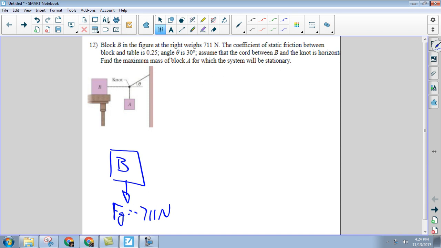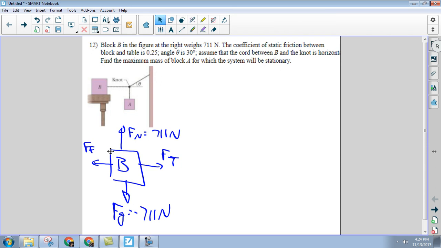Let's see. It's sitting on a table, and the only other forces on it are vertical. So I feel like we can put in our normal force here. That's got to be 711 newtons, right? And then there's this tension force pulling it forwards and friction holding it backwards, right? All right. So it tells us that the coefficient of static friction between the block and the table is 0.25. Our question is, I guess I sort of got ahead of the gun here.